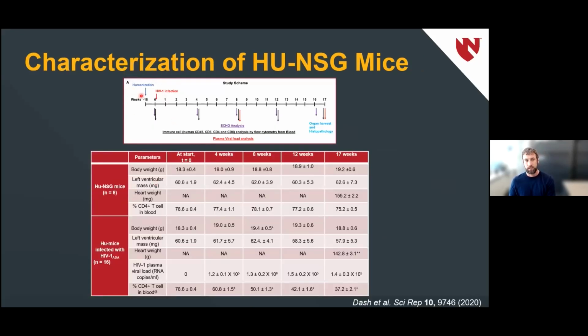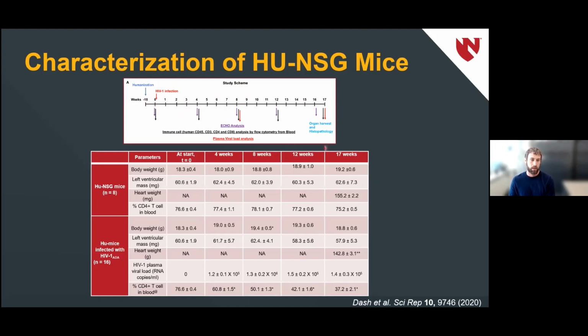So humanization of these mice occurred at birth, and then we waited 18 weeks for the human leukocytes to develop and mature in these mice. Echo analysis was then done every 4 weeks for 16 weeks. At time 0, after the first initial ultrasound, mice were infected with HIV and allowed to progress for 16 weeks.